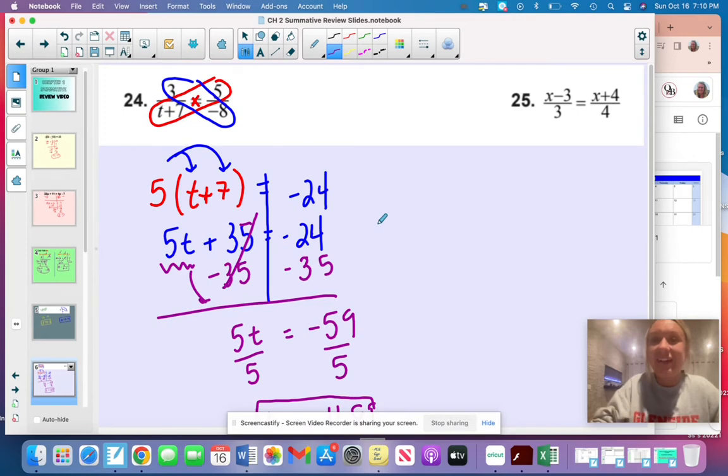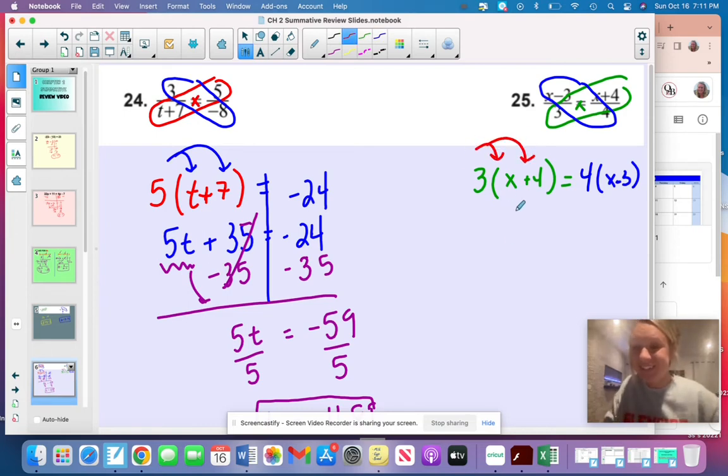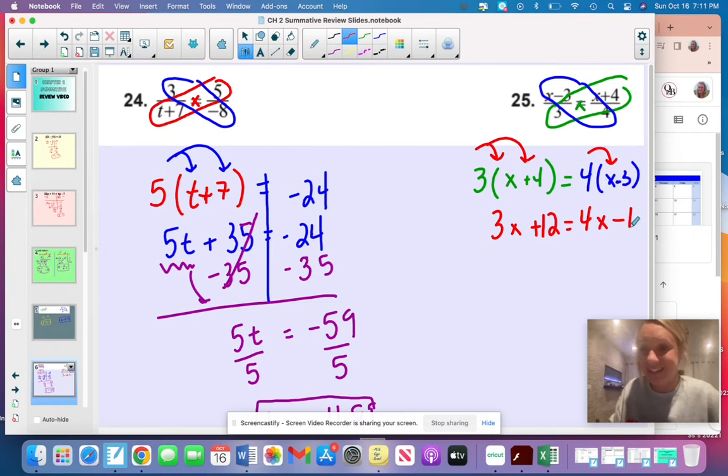Now this one has a few more steps, but that's okay. When I see that I have a multi-step proportion, I know I'm going to use cross products to set myself up for success to solve for x here. So in this first one, I've got 3 times x plus 4 equals 4 times x minus 3. And then let's go ahead and distribute and simplify. 3 times x is 3x plus 3 times 4 is 12 equals 4 times x is 4x minus 4 times 3 is 12.